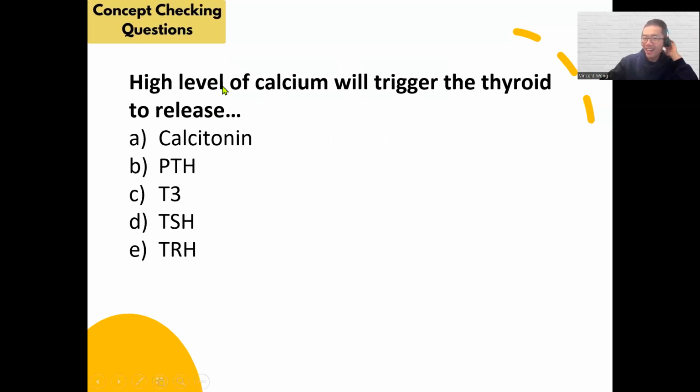This one, high level of calcium will trigger the thyroid gland to release, right? Students usually forget that after we talk about the T3 and T4, the thyroid gland also releases calcitonin when the blood calcium level is high, to bring it back down. So there are 3 hormones that come from the thyroid gland. In this case, the answer is A. When calcium level increases, you need calcitonin. I told you the IN, right? IN reminds you that it is an increase in calcium that triggers its own release.